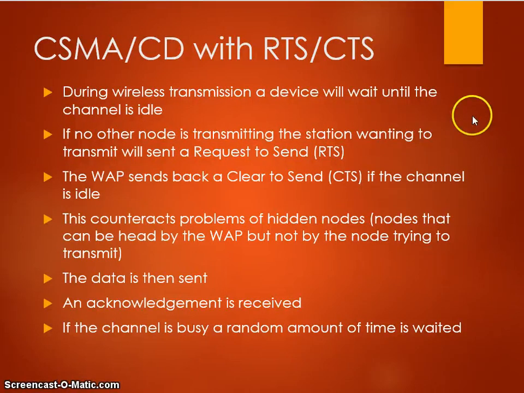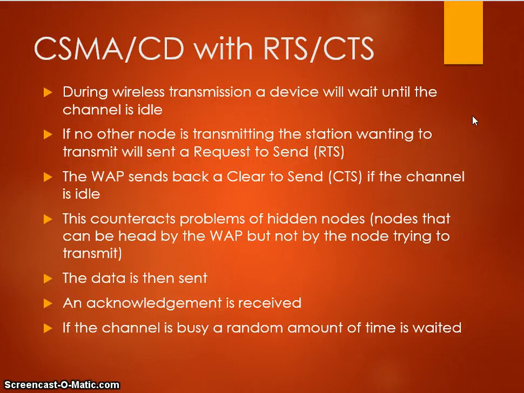Bringing in another protocol, the RTS and the CTS, this is a request to send and a clear to send. So during the wireless transmission, we wait until the channel is idle. If there are no other nodes, no other devices transmitting, then the station, the device that's wanting to transmit, will send a request to send. So it says, I've got a request to send, I've got an RTS. The WAP sends back a CTS. It goes, yes, it's clear to send. The channel is idle. This counteracts any problems of any devices that are sending.